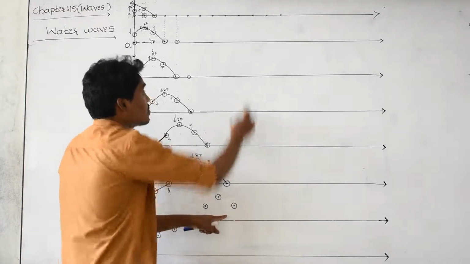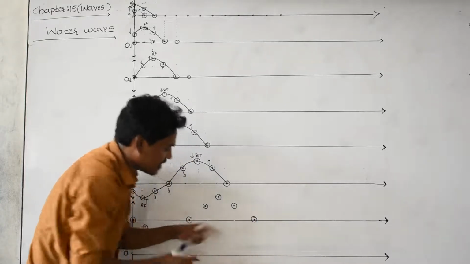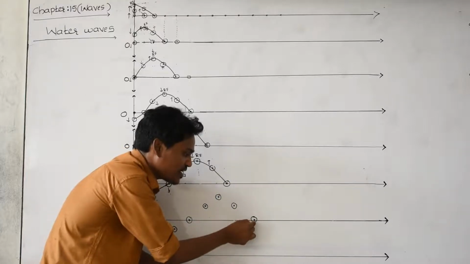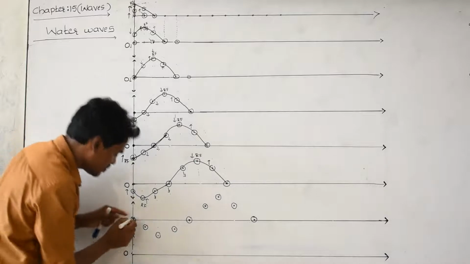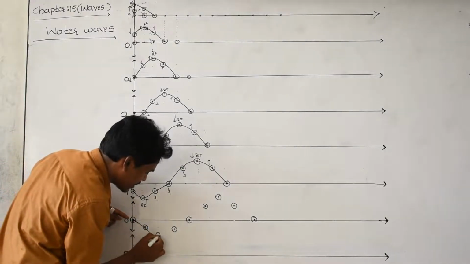And what about next particle? The next particle is at rest. Why? Because the disturbance created by this particle not yet reached to this one. That's why still it is at rest. See the nature of the wave.